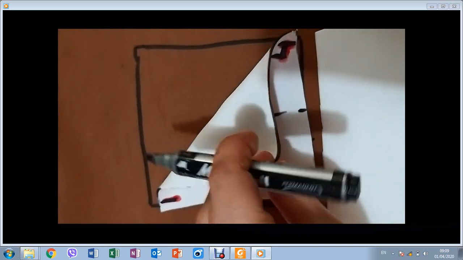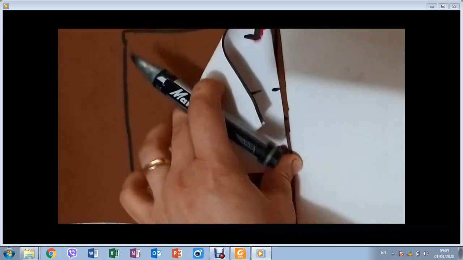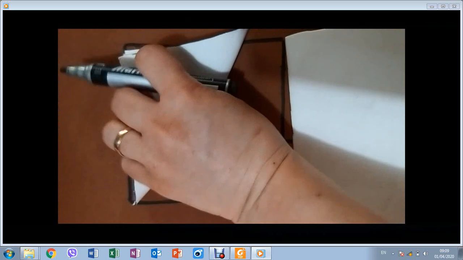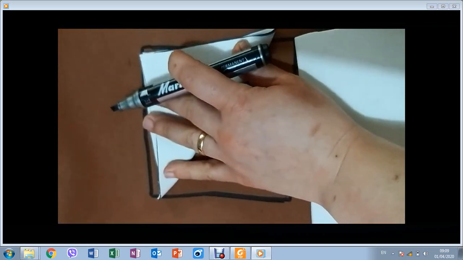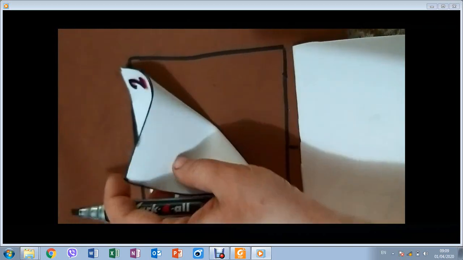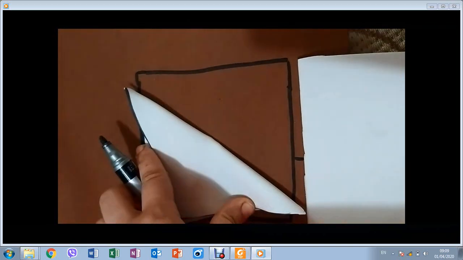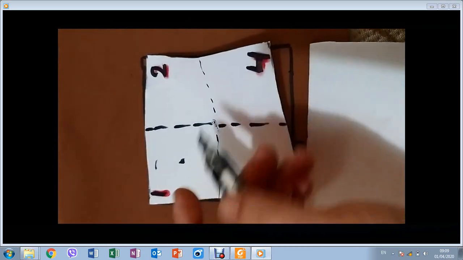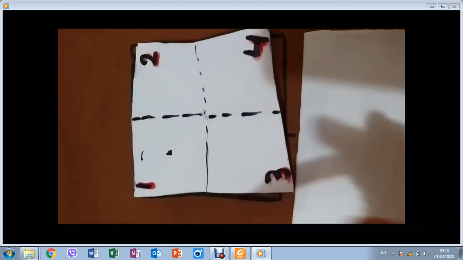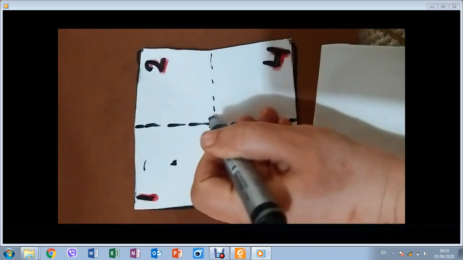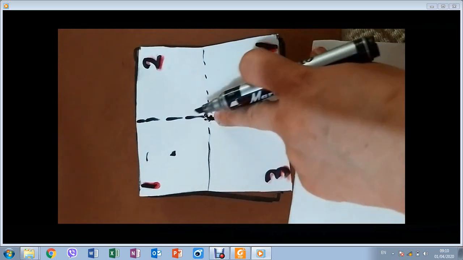And now it has two diagonals too. Our model is not very good, but that's enough. Diagonal means from one corner to the other corner, from this corner to that corner, and this corner to that one. So that's two diagonals. Now how many does it have? Two diagonals, one horizontal, and one vertical. So this is called line symmetry.